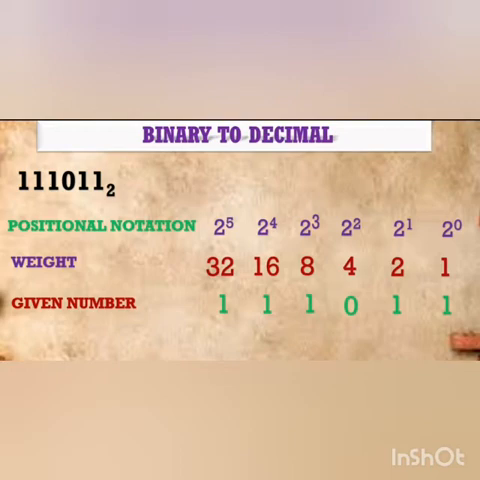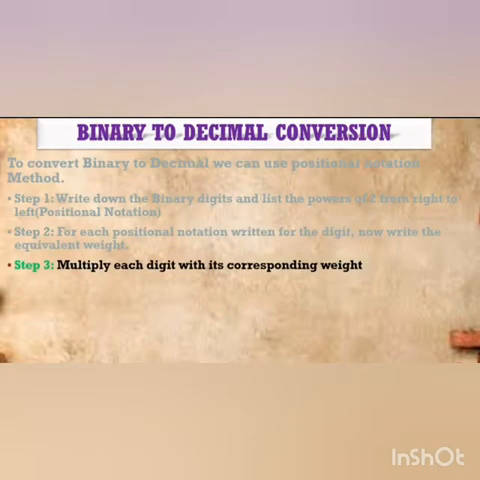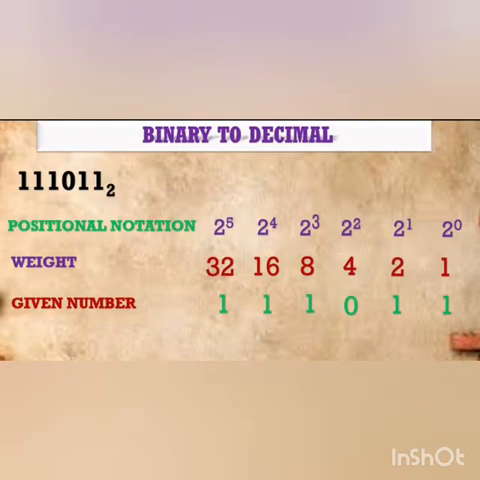So, we have written the given number, and also we have written the positional notation, and also we have written the weight of the positional notation. Now we have to follow the third step. Multiply each digit with its corresponding weight. So 1 into 1 is 1, 1 into 2 is 2, 0 into 4 is 0, 1 into 8 is 8, 1 into 16 is 16 and 1 into 32 is 32.